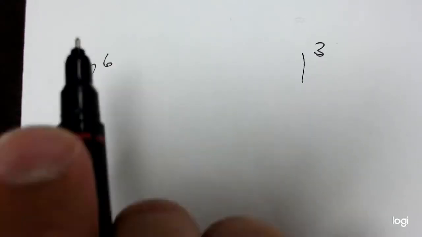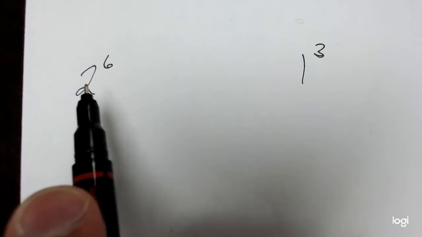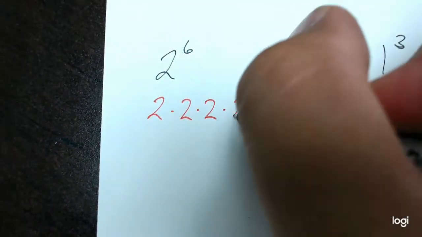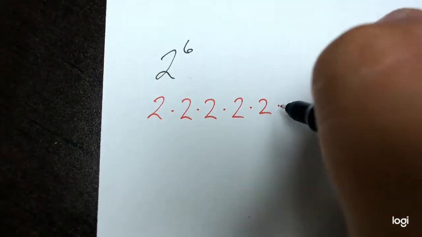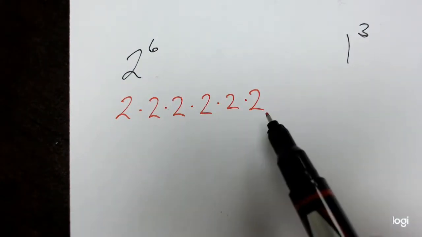Here we have 2 to the power of 6, or 2 to the sixth power. Now remember, I said the exponent is telling us how many times we multiply the base number by itself. So when I say 2 to the power of 6, what I'm actually saying is 2 times 2 times 2 times 2 times 2 times 2, or 2 multiplied by itself 6 times.